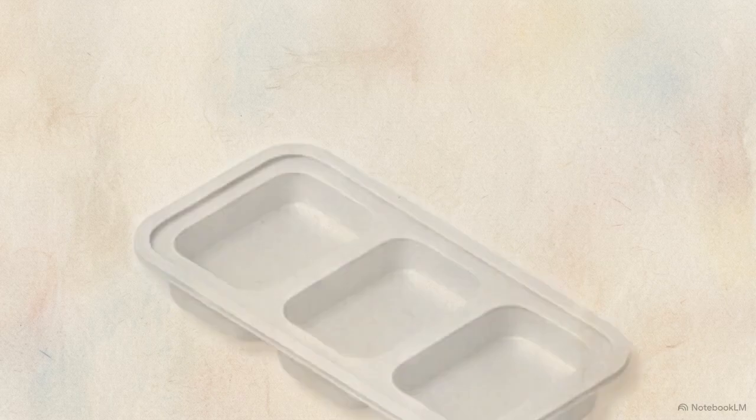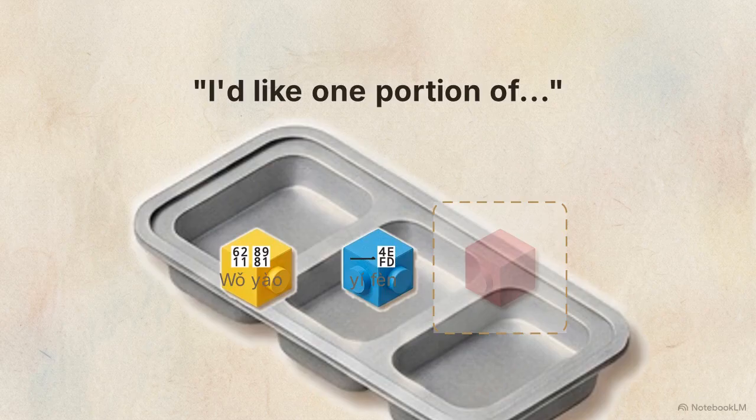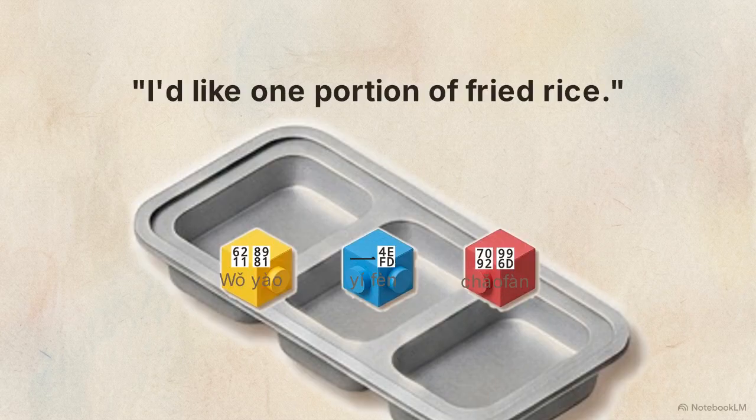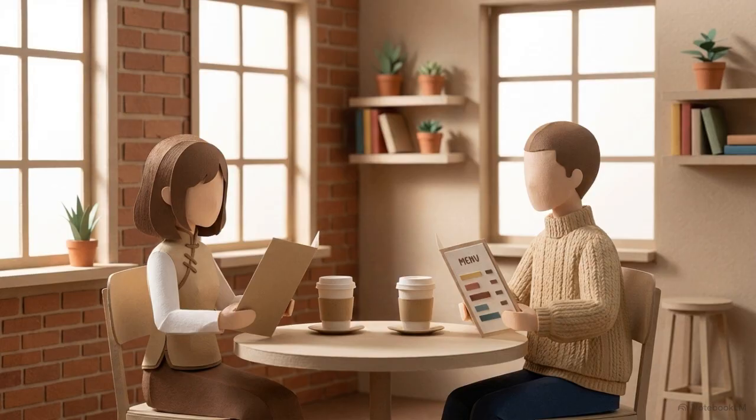Let's look at one more diagram for when a waiter arrives. You can use a more formal frame, 我要一份, which means I want one portion of. Add 炒饭 and you get 我要一份炒饭. I'd like one portion of fried rice. Small adjustments to your blocks change the situation from casually telling a friend what you want to clearly placing an order with a server. Let's see this in action.